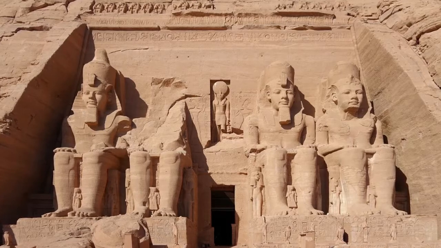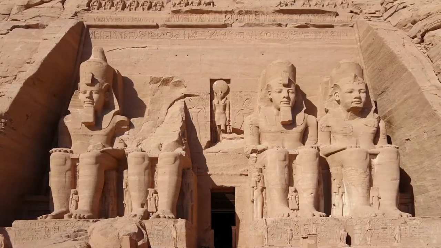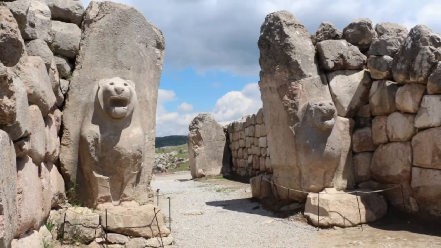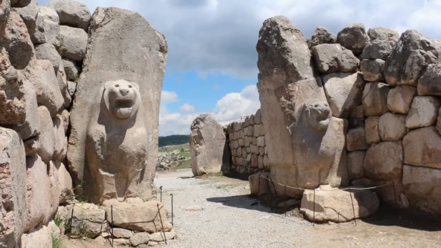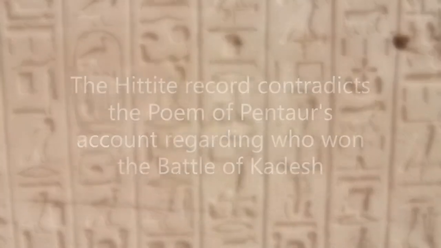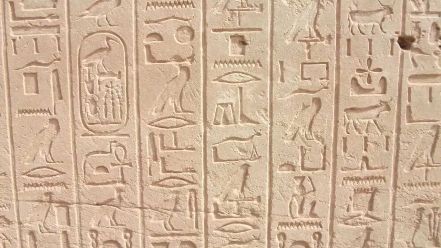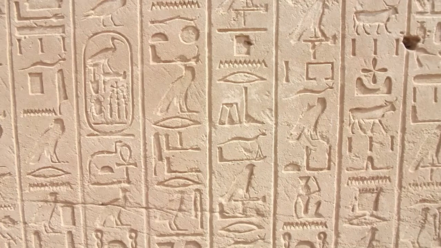It is clear that the two different sources offer conflicting information. The Poem of Pentor states that Ramses won the battle, while the Hittite account attributes the victory to Muwatalli. Since both accounts cannot both be true, these two sources are considered to conflict with each other. More research should be done to determine which of the two sources is more likely to be trustworthy.